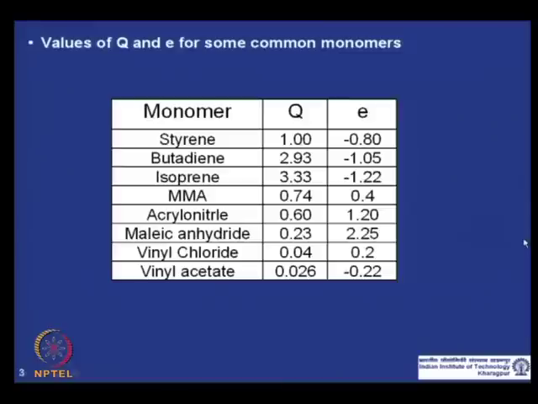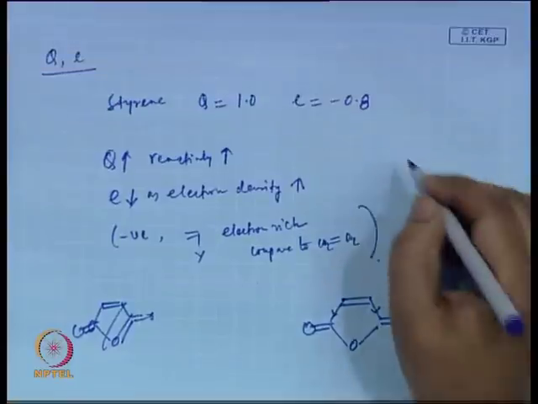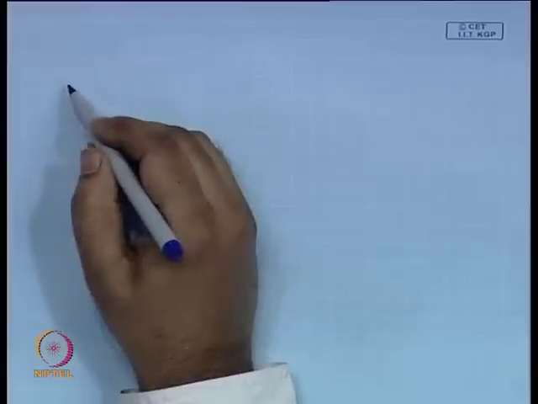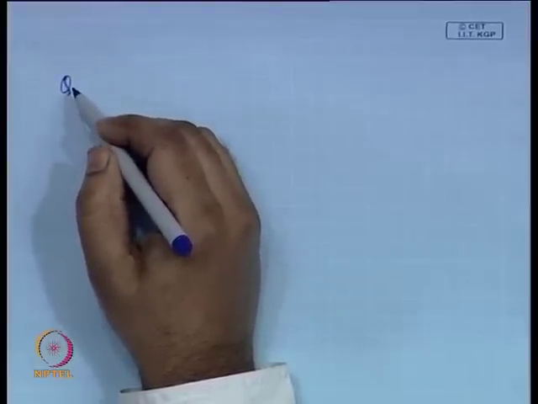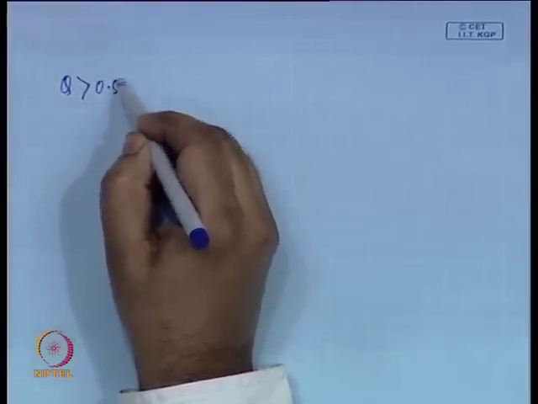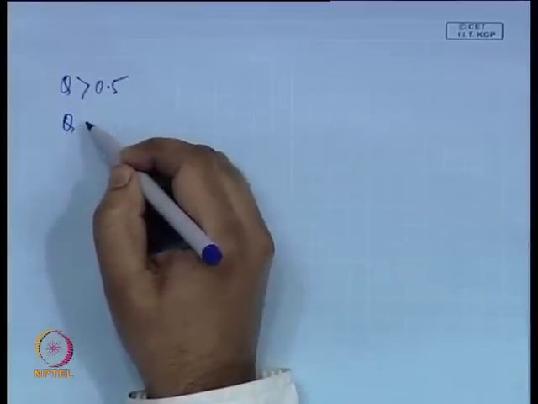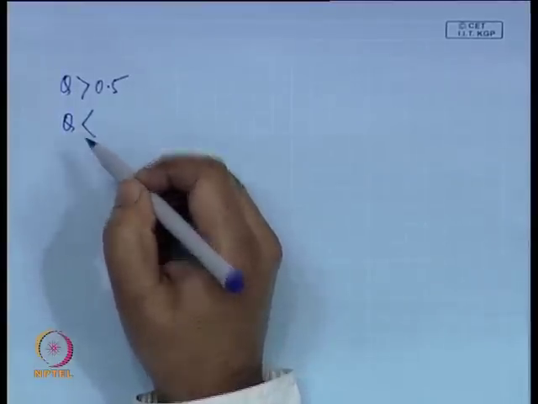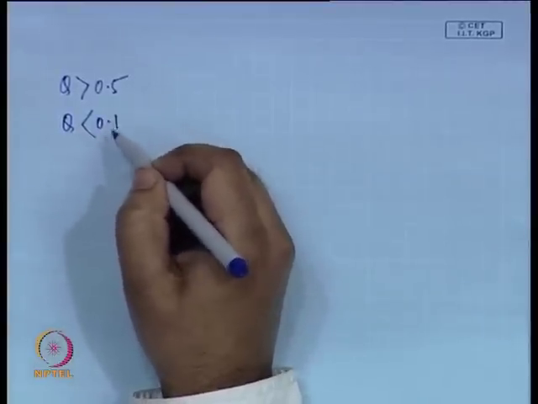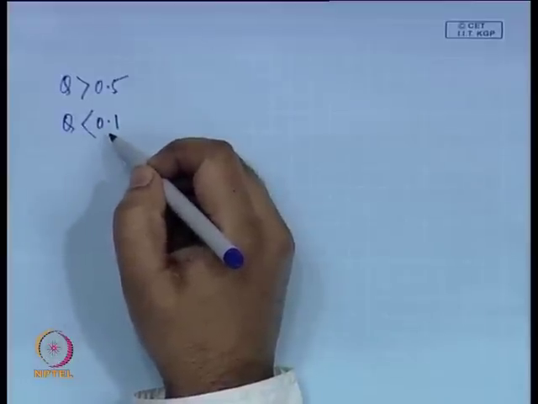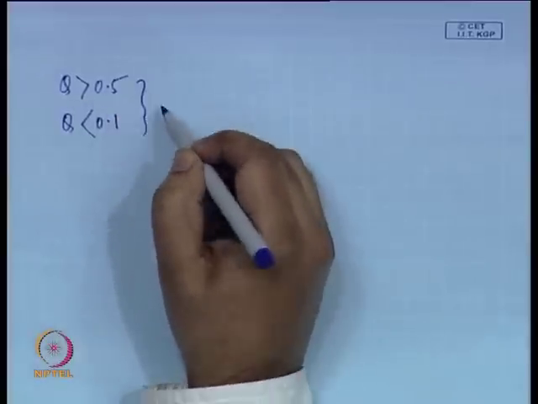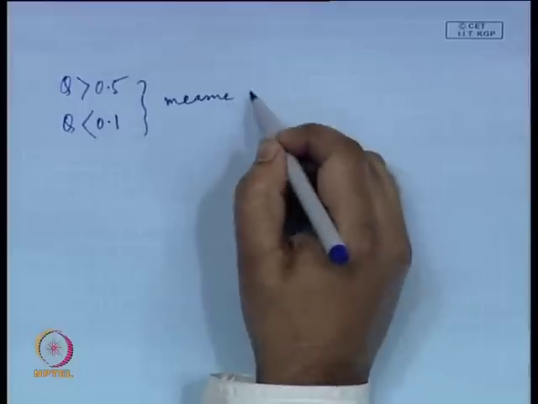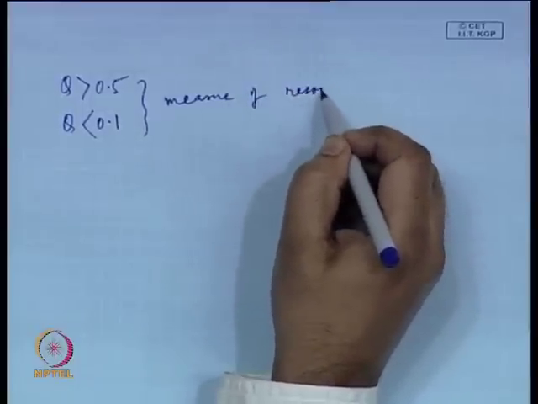So in general we can write that if your monomer can stabilize the propagating radical by resonance, the reactivity is high, and then Q would be greater than 5. If it cannot stabilize by resonance, then Q would be lower. So basically Q is a measure of resonance stabilization.